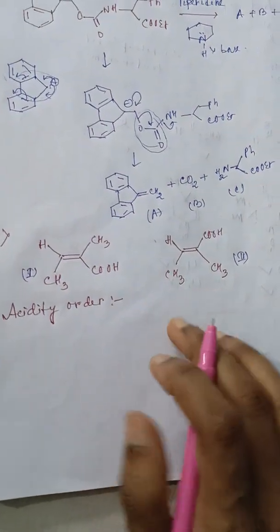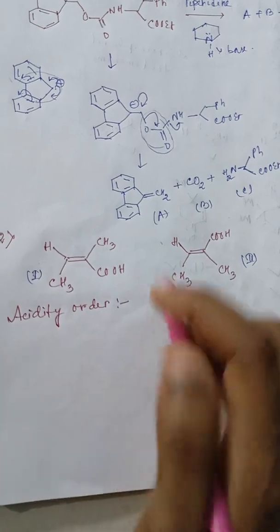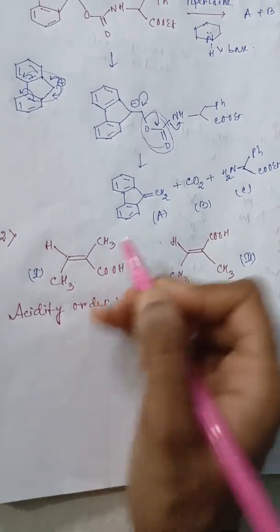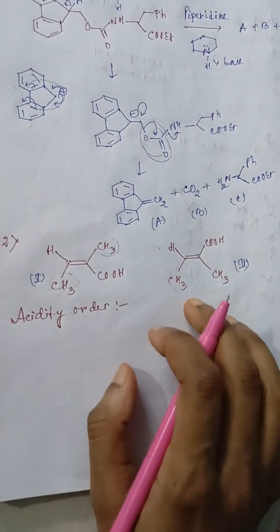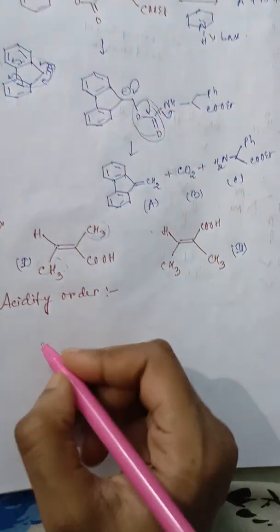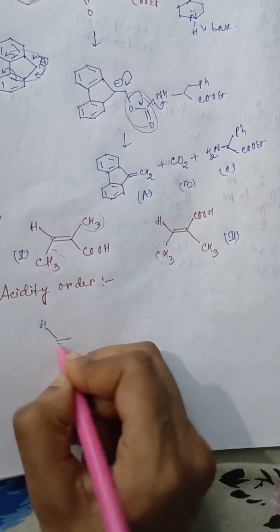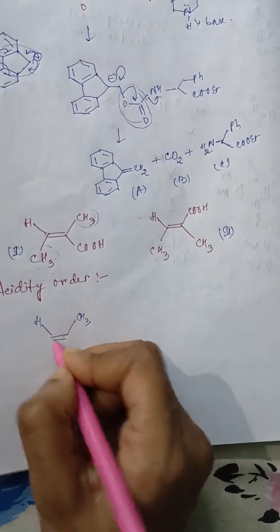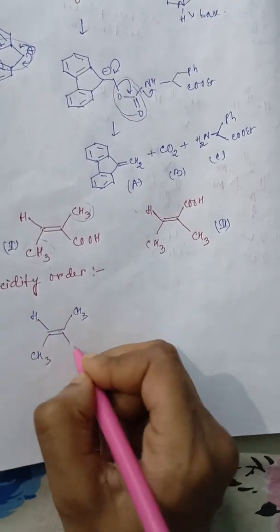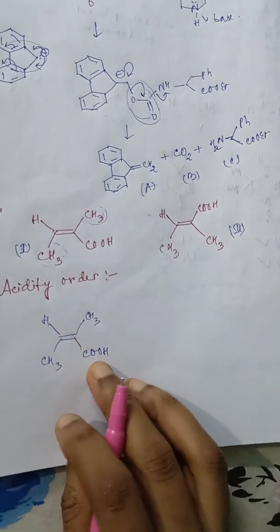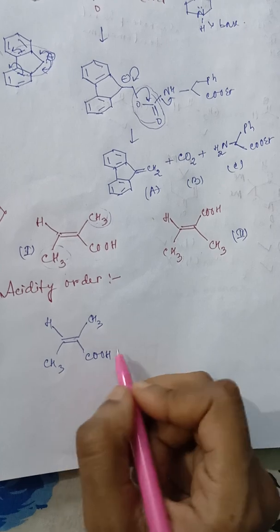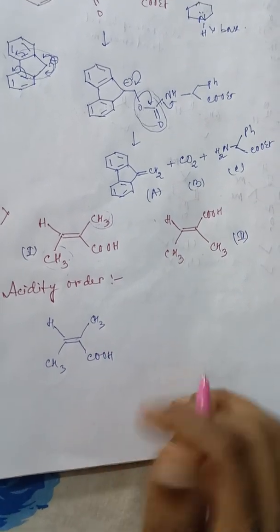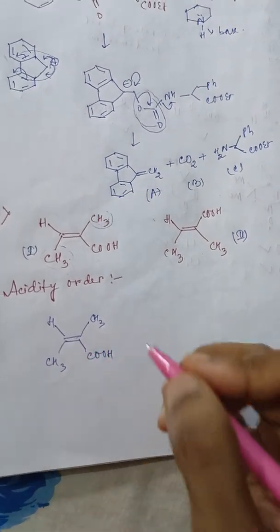So here you see two compounds are given, but they are the same, only two isomers. This is trans because these two groups are on opposite sides, and this is cis. So the acidity order. Now you see, if I am taking first the trans one, I have to see in which isomer this conjugate base is most stable. So CO minus here will be most stable.